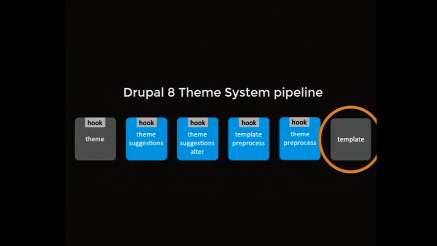After the preprocess functions, just to clarify, you can see here there's two levels, but this level is only the one function that you can specify. There cannot be multiple instances of that. These ones, you can have multiple ones in different modules and different themes.